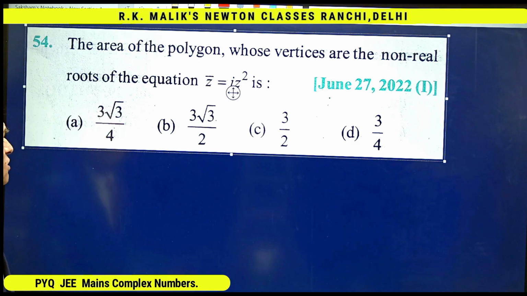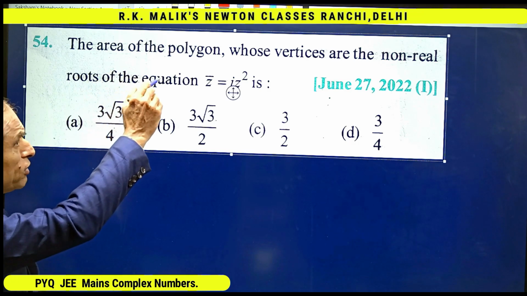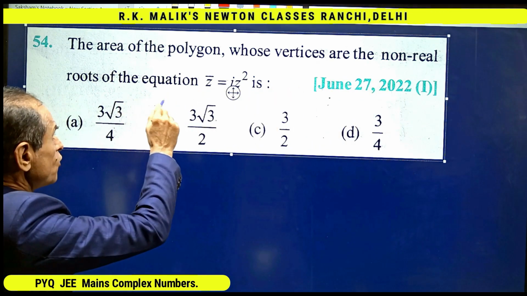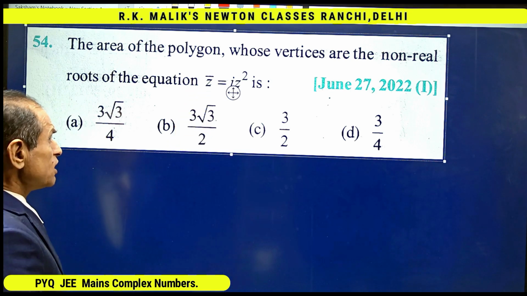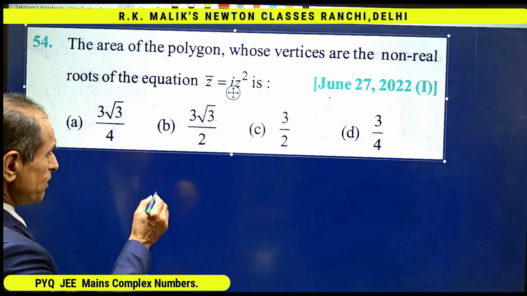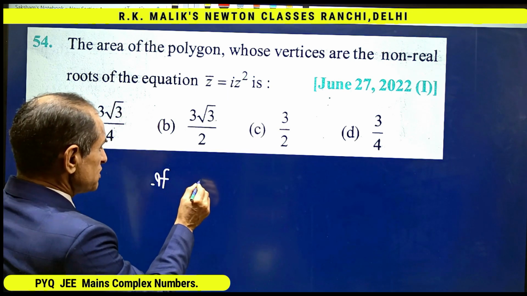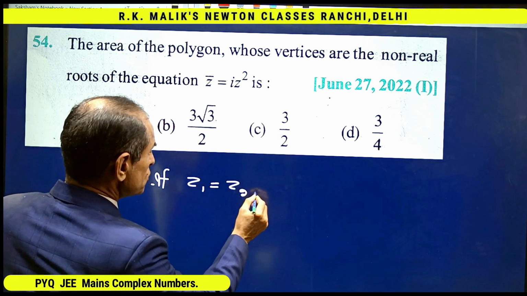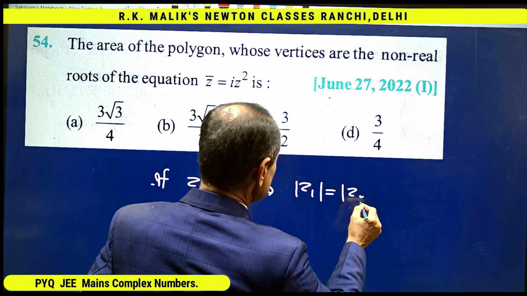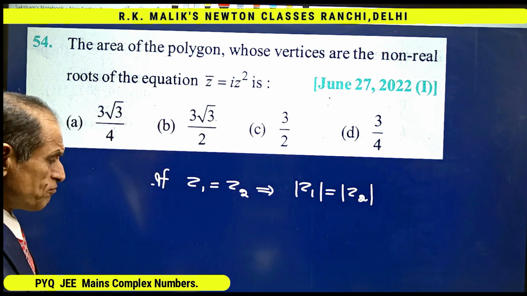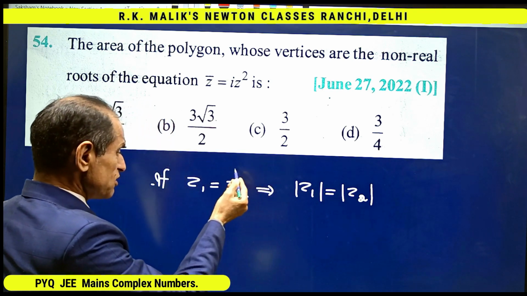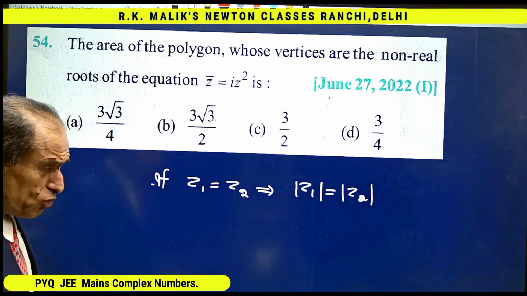In this question, he is asking for the area of the polygon whose vertices are the non-real roots of the equation z bar equal to i z square. First of all, I will use this concept that if z1 is equal to z2, this implies that mod of z1 is sure to be equal to mod of z2. But mod of z1 equal to mod of z2 doesn't surely mean that z1 is equal to z2.